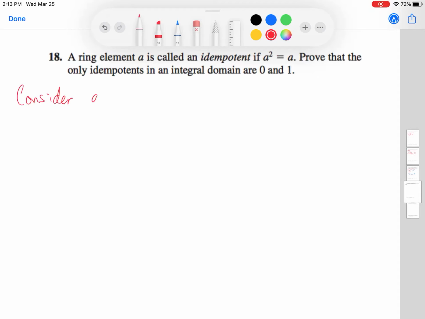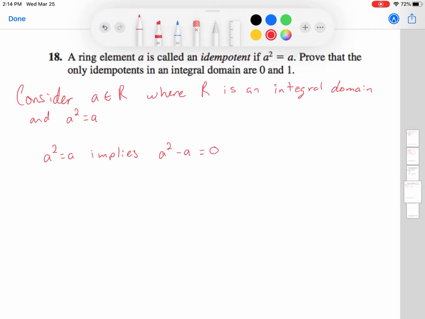Let's consider A an element of R, where R is an integral domain, and A squared equals A. Now, A squared equals A implies that A squared minus A equals 0.